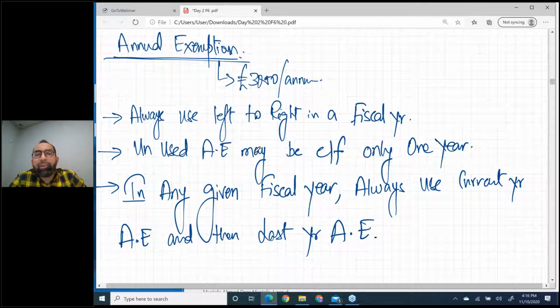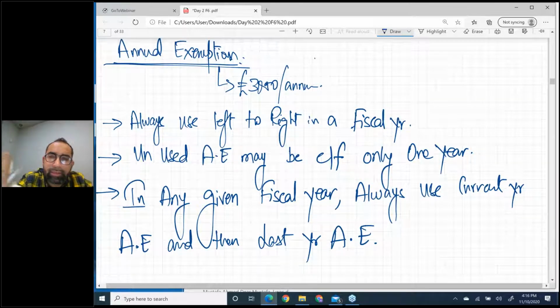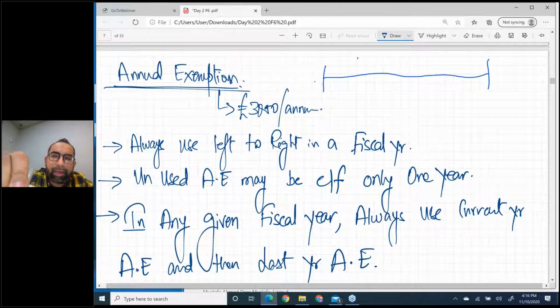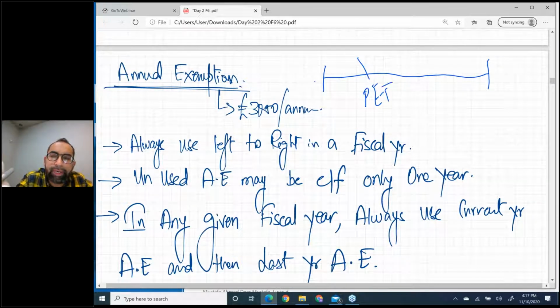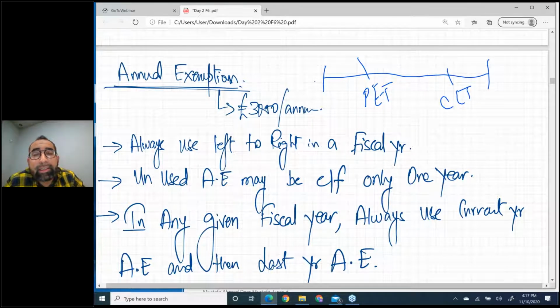Okay. Now the first rule, it's 3,000 per annum, right? For example, there is a fiscal year and there are two gifts in that fiscal year. One is PAT and the other is CLT. First you did PAT and then CLT. Now, sir, how are we going to use this annual exemption for this fiscal year? The rules are very strict. Sorry, it's tax, you have to follow.